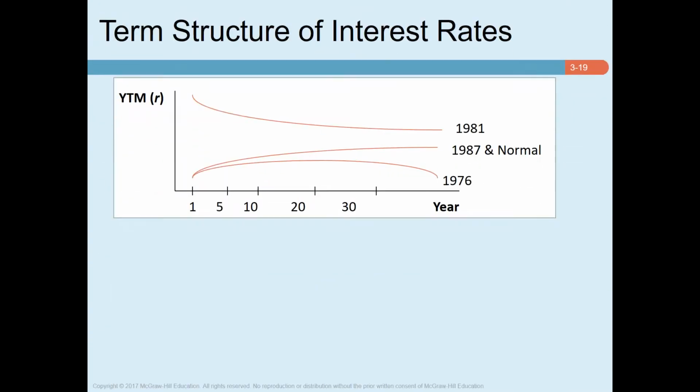As you can see, at different points in time, in 1981, the yield curve was downward sloping, indicating long-term interest rates are lower than short-term interest rates. Then in 1976, sometimes it was upward sloping, and sometimes it's flat. When it's flat, it indicates that long-term and short-term interest rates are the same, and when it's upward sloping, it indicates that long-term interest rates are higher than short-term interest rates.